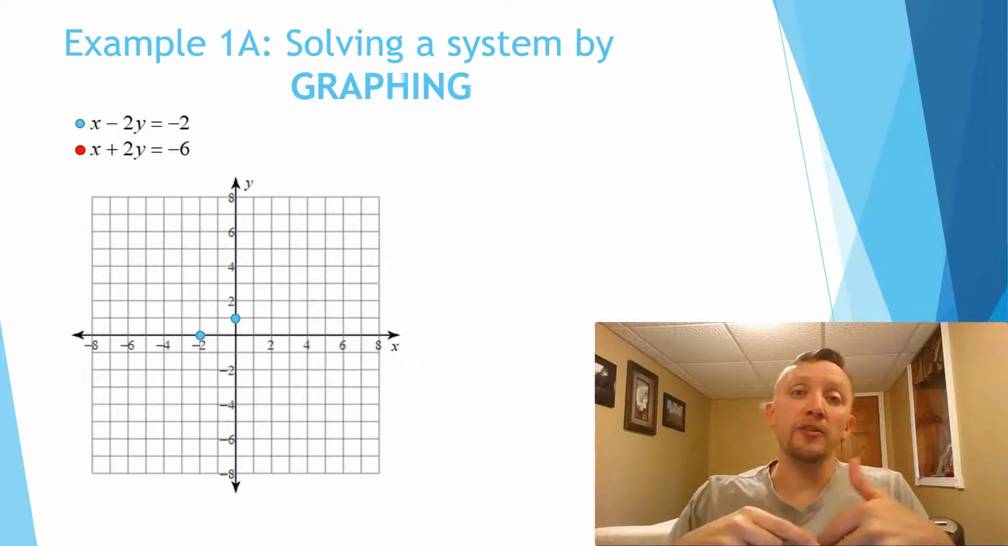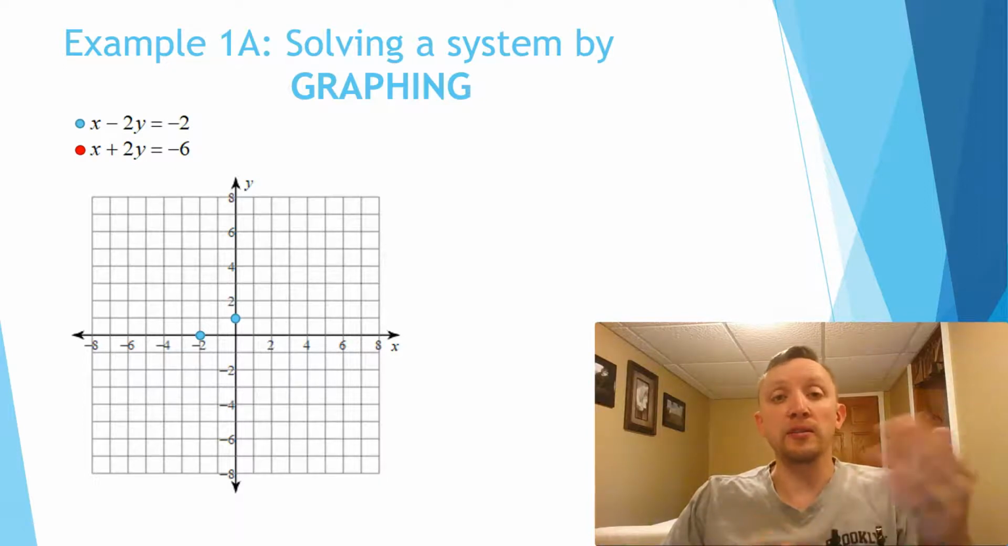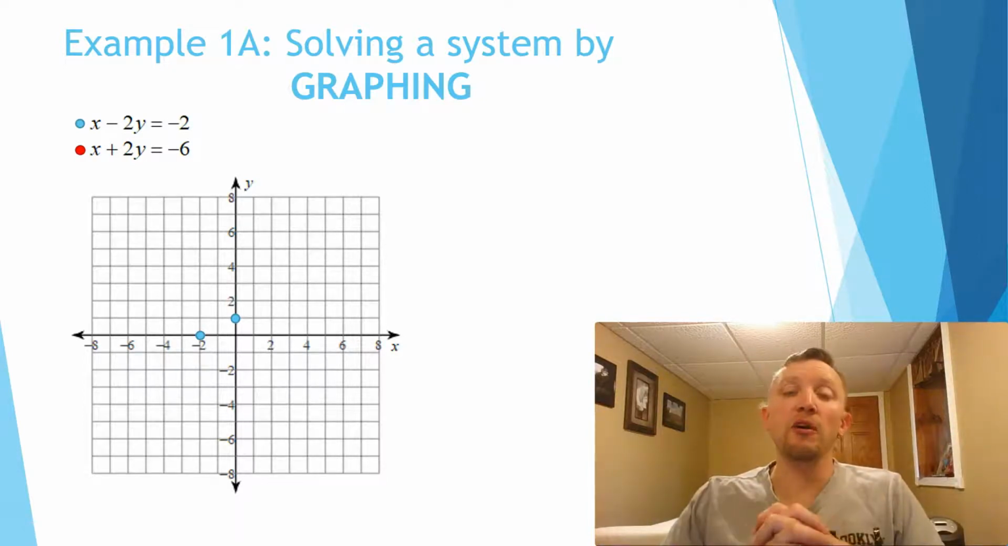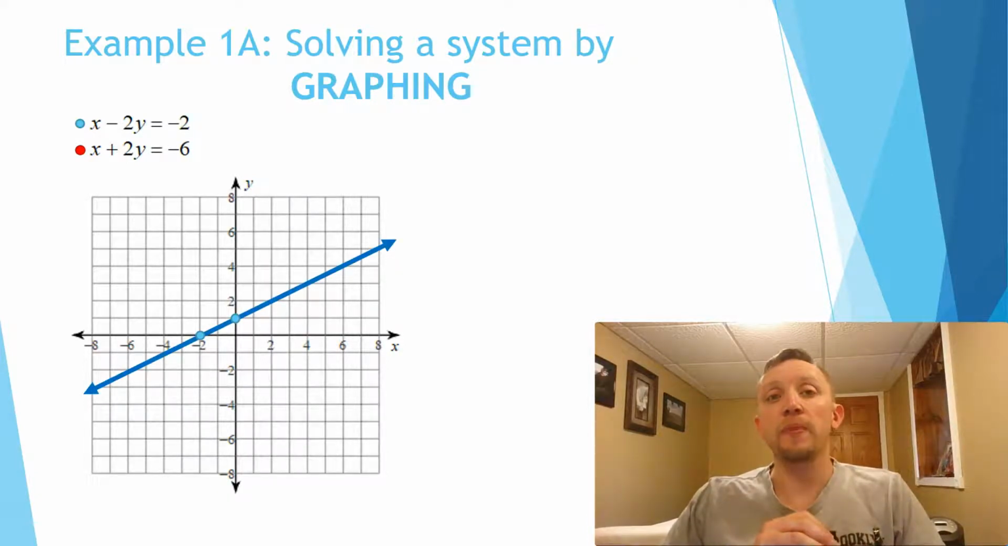And then to find the y-intercept, we're going to cover up the x, and so we would have just the y. Now you want to make sure you solve for y. So when I cover up the x, I would have negative 2y equals negative 2. And so when I divide by negative 2, I'd get a y-intercept of 1. And so you can see from the graph there, we have our x-intercept at negative 2 and our y-intercept at 1. And so we can graph that line. And then we would do the same thing with the next equation.